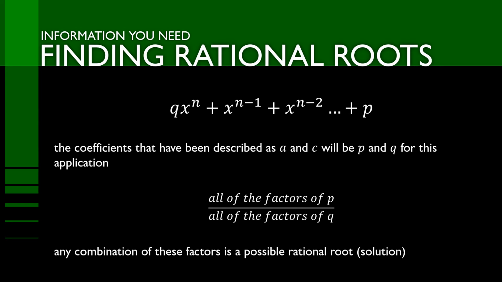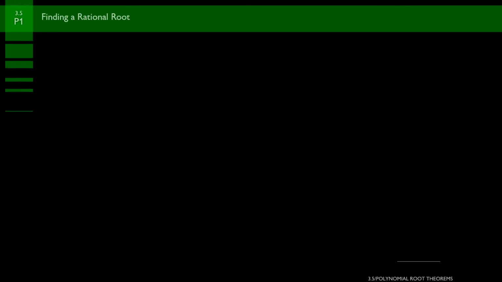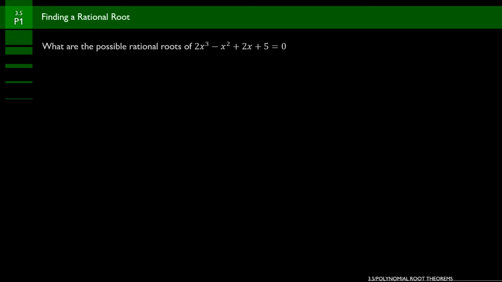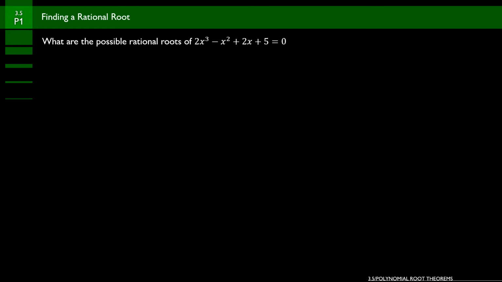So if we take a look at the first problem, we're asked to find a rational root of 2x cubed minus x squared plus 2x plus 5. And we're going to find all of the possible rational roots. So the first thing that we want to do is identify what is the value of P and what is the value of Q. Well, P is equal to 5 and Q is equal to 2.